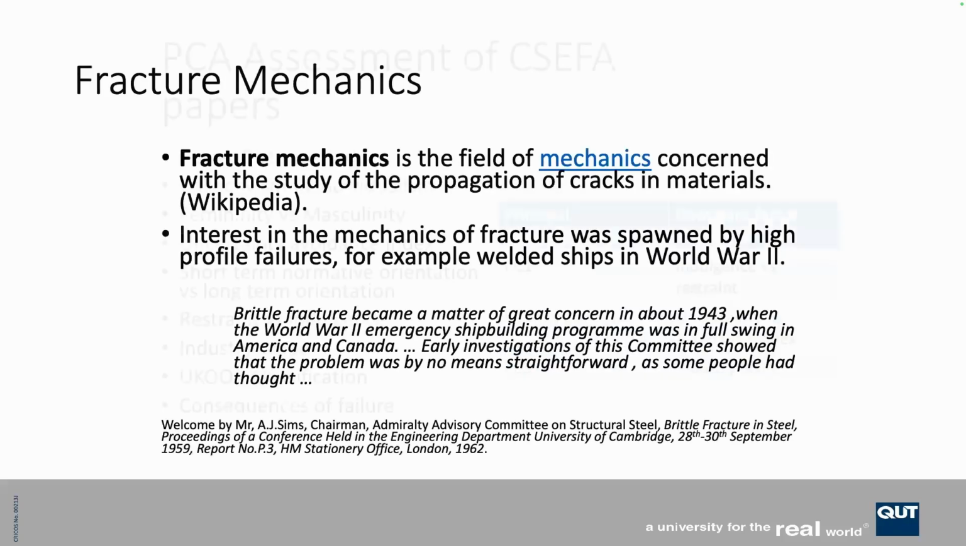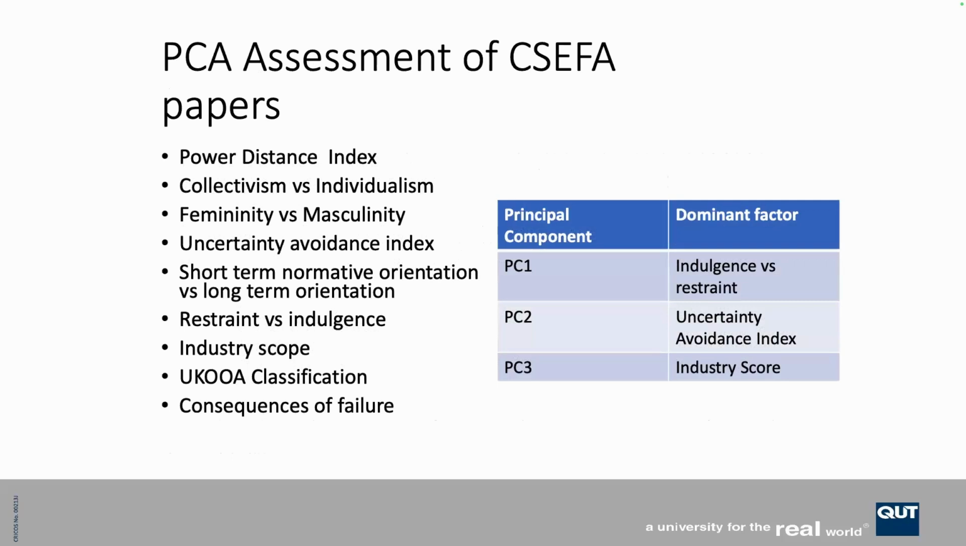The other principal component that was important was mostly around uncertainty avoidance, depending on how certain people needed to be of the solution. And the final principal component was the industry score.